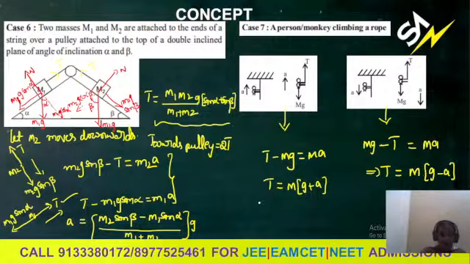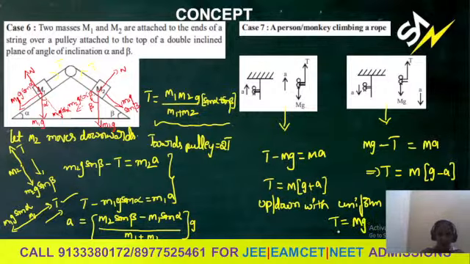Our third case we can observe in case 7. The third situation will be, they can ask the person climbing up or down with a uniform speed. He is climbing up the rope or down the rope with uniform speed. Uniform speed means acceleration equal to 0. Then the tension along the rope will be equal to the weight of the person only. T will be equal to mg. So this is one of the situations.